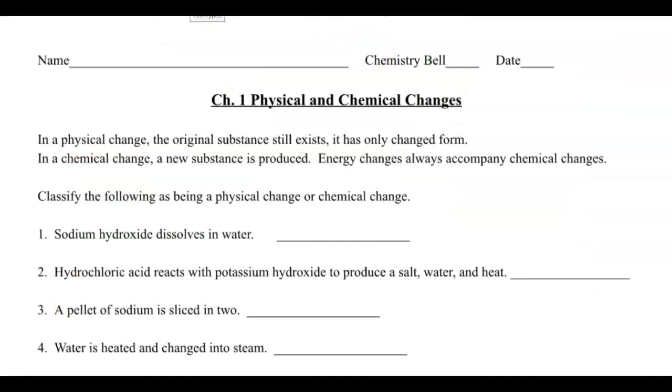So let's talk now about physical and chemical changes. In a physical change, the original substance still exists. It's only changed form. So maybe ice has melted into liquid water, or liquid water has boiled into steam, or maybe I have a piece of paper and it's still paper, but now I've shredded it up. That's different than a chemical change where a new substance is produced.